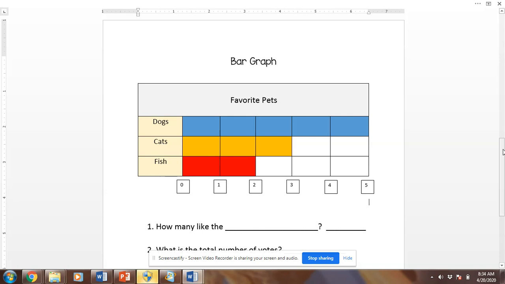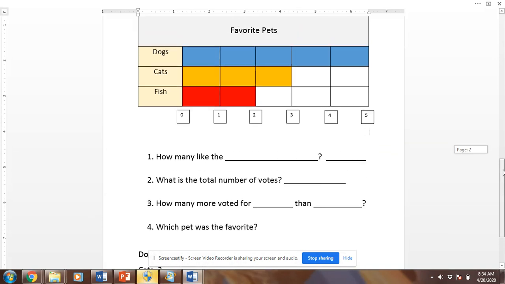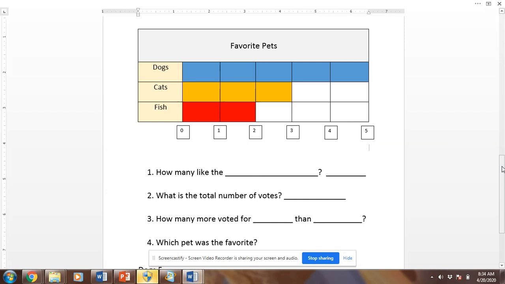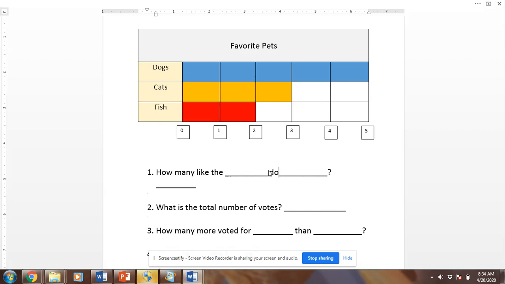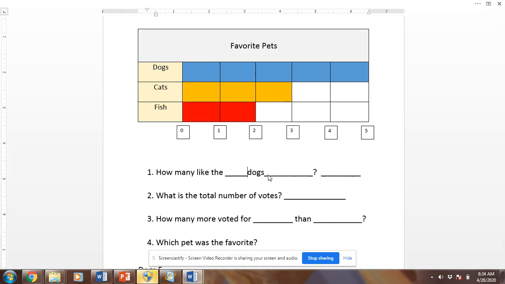All right, so I'm going to go down here and I'm going to answer some questions now. All right. So I left these blank because at the time I was going to see which categories I was going to do. So how many? So I'm going to do dogs. Okay, sure. Let's do some dogs. All right. How many liked the dogs?